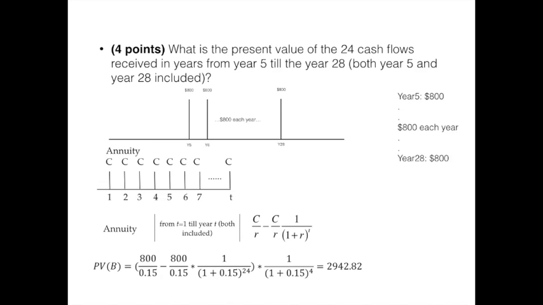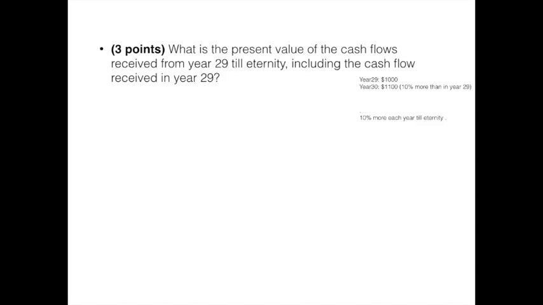Okay. And the final part of this problem is we need to calculate the present value of the last part of the cash flow stream, which starts in year 29 and it goes until eternity. It starts with $1,000 and it gets 10% larger with each payment. Okay, so we start in year 29, and then year 30 we have 10% more, and each period 10% more.